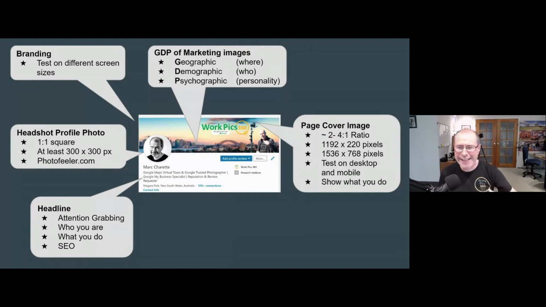So again, if you think of creating an image with the GDP in mind as your backdrop, it'll help you make sure that it brands you properly. So it tells you where you are, who you are, and what your personality is like.